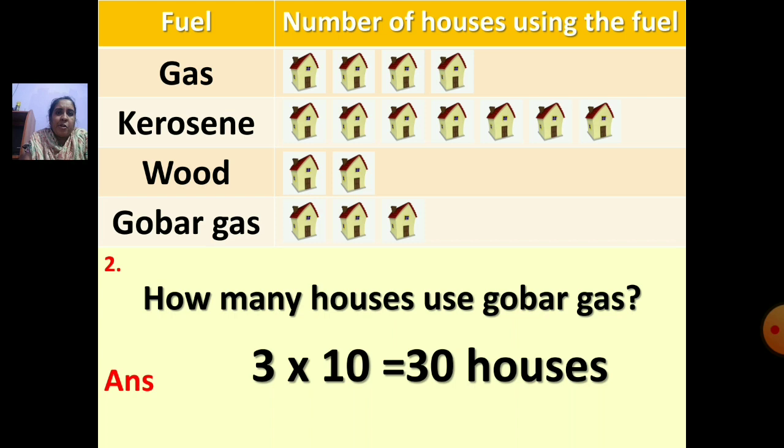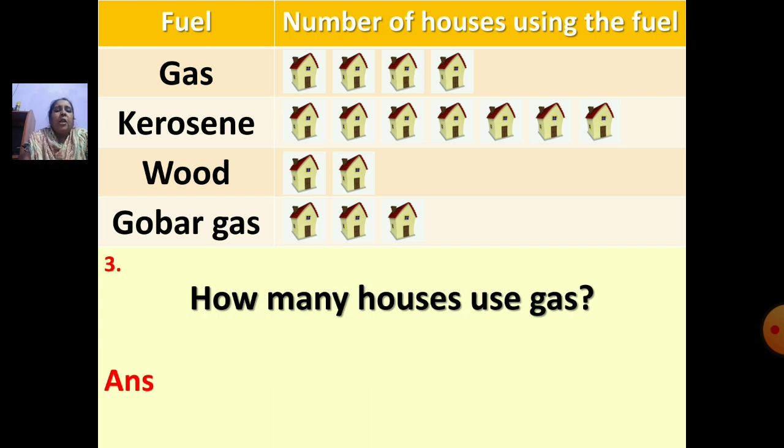Okay, children, now see the next question. How many houses use gas? That is natural gas which we use in our house. In the cylinder you get it, and through the pipeline also you get it; some buildings have the pipeline of gas. So that gas. How many houses use gas?